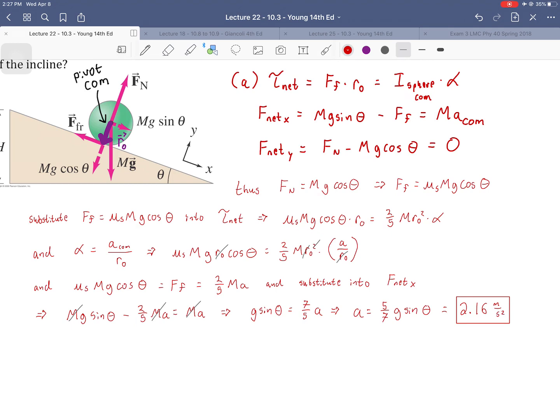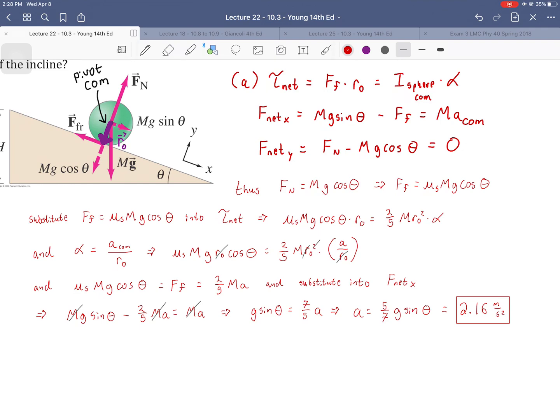Its angular acceleration will be independent of its mass, but will be dependent on its radius. But its translational acceleration of its center of mass is independent of both its mass and radius. Quite interestingly. What does matter, of course, is the shape. That's where the 5/7 comes from. That's unique to a sphere. And the planet and the angle matter as well. That's the g and the theta.